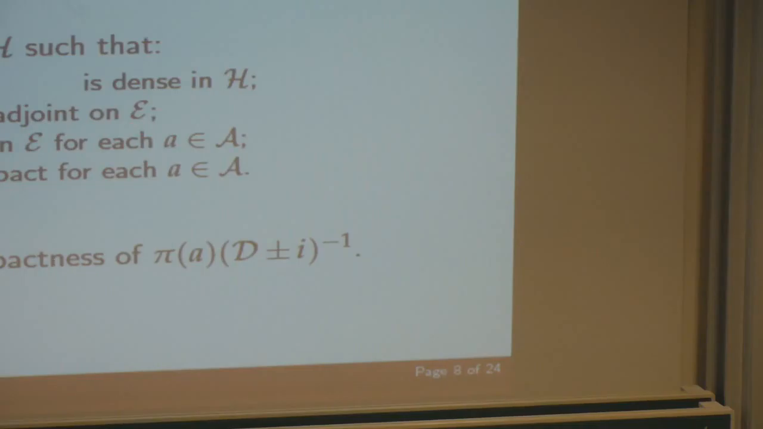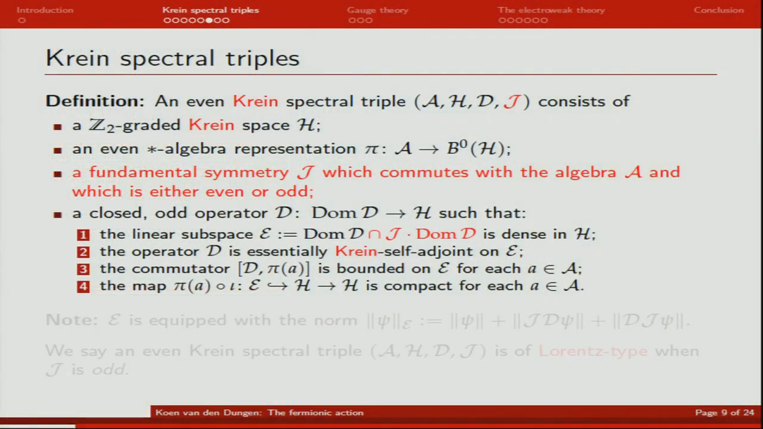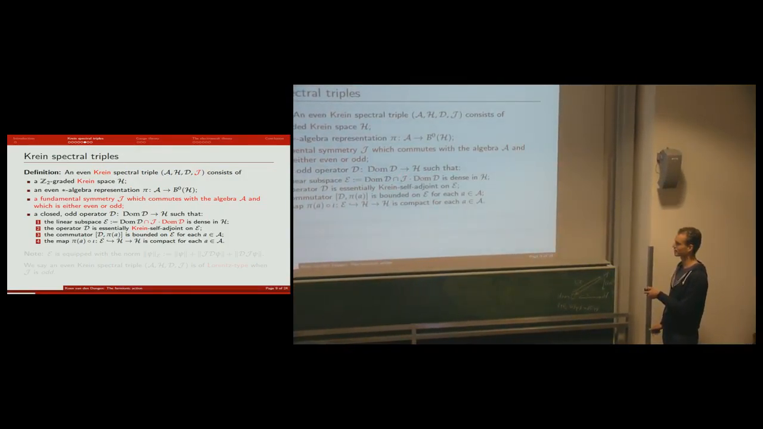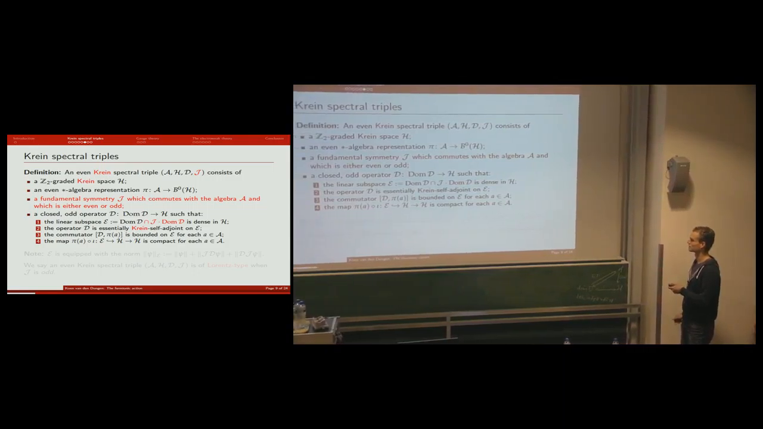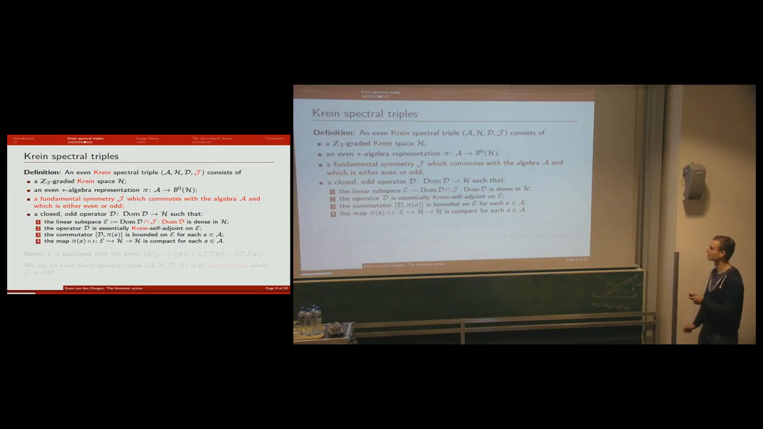All right, so now let's fill in the gaps. I will define Krein spectral triples. Of course, the change is that we replace the Hilbert space by a Krein space now. And furthermore, I add an extra piece of data, namely the fundamental symmetry. I assume it's homogeneous, so it's either even or odd. And also, it's assumed to commute with the algebra.